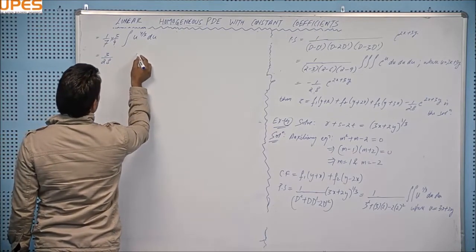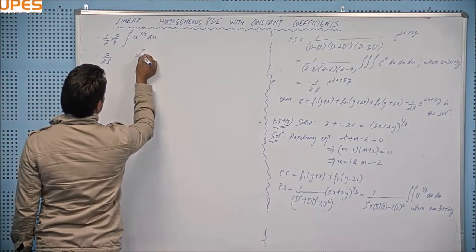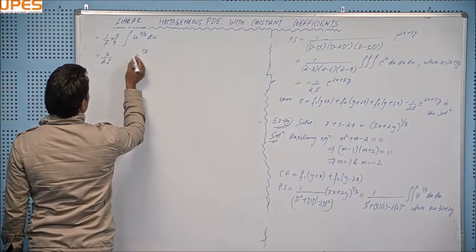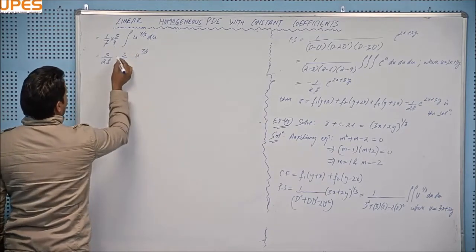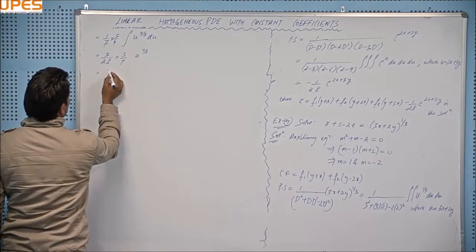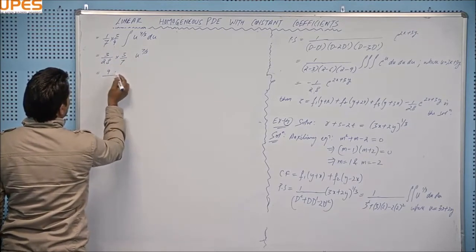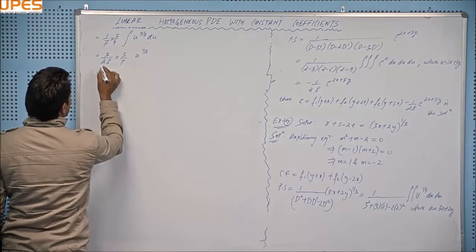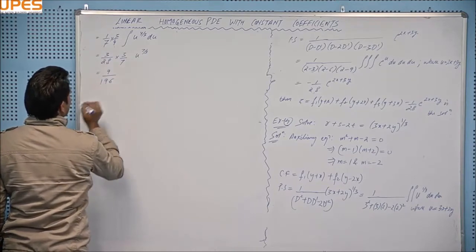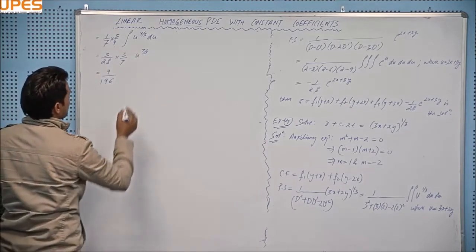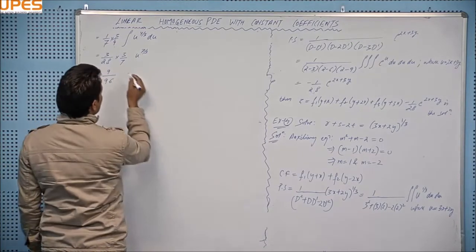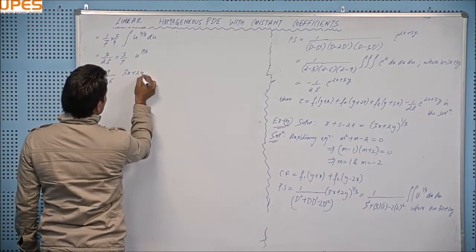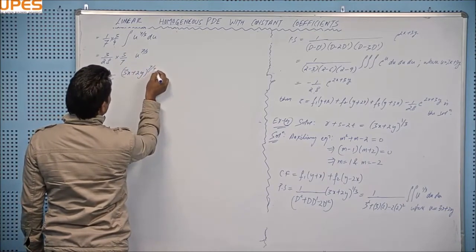Integrating it again will produce u to the power 4 by 3 plus 1, which gives 7 by 3, and we will have 3 by 7. Okay, and it will become 9 upon 196, and u to the power 7 by 3. And what is the value of u? U is actually 3x plus 2y, so 3x plus 2y to the power 7 by 3.